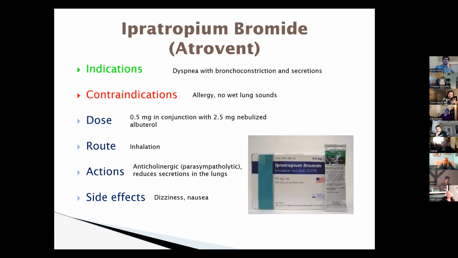And you can give 3 duonebs total. But you can repeat them one after another while symptoms persist, up to 3 times. But you can repeat just albuterol as much as you want. So you could give 3 duonebs and then continue them on a nebulizer with just albuterol, as long as there's no ipratropium in there as well.